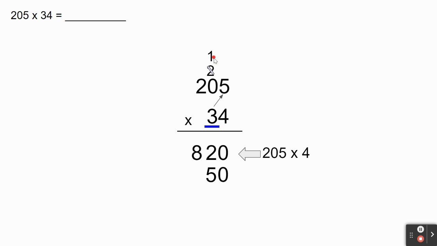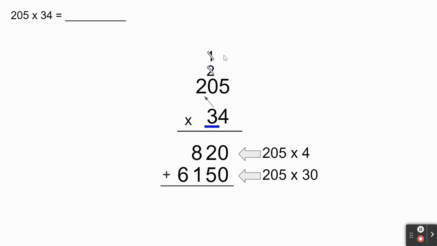So next, we're going to multiply 3 times 0, which is 0, plus the 1 we regrouped, which is 1. Now we can multiply 3 times 2, since the 2 is in the hundreds place. 3 times 2 is 6. So 205 times 30 is 6,150.